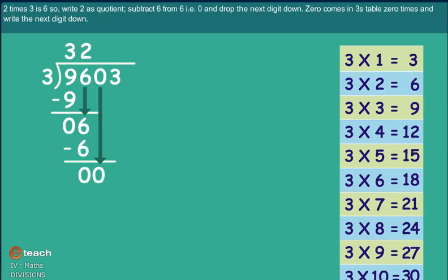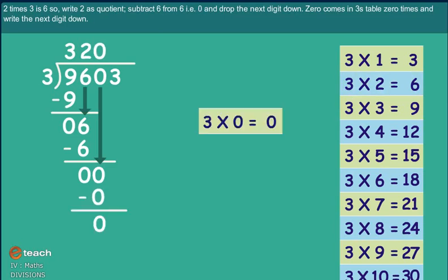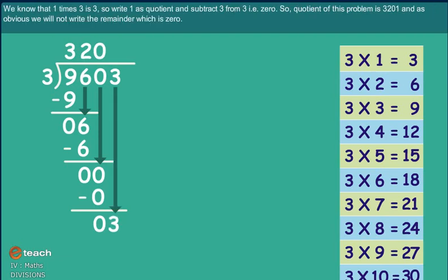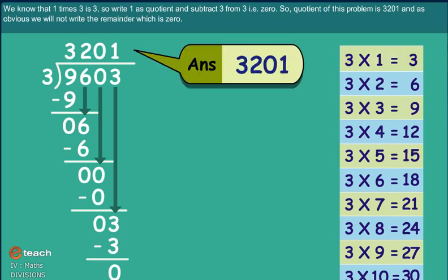0 comes in the 3 table 0 times. We know that 1 times 3 is 3. So write 1 as quotient and subtract 3 from 3. So the quotient of this problem is 3201. And obviously, we will not write the remainder, which is 0.